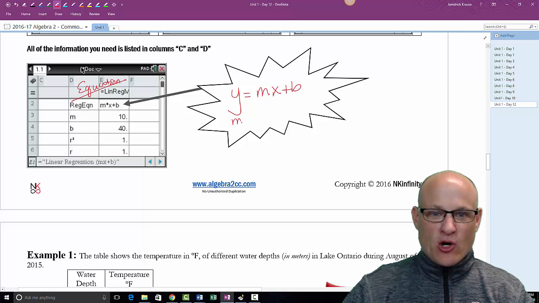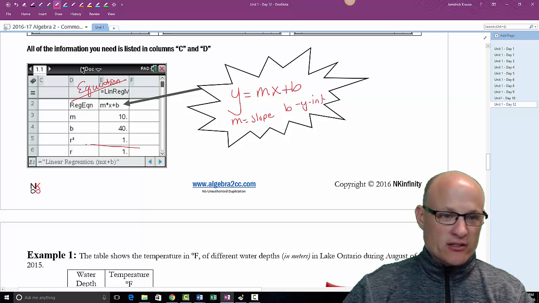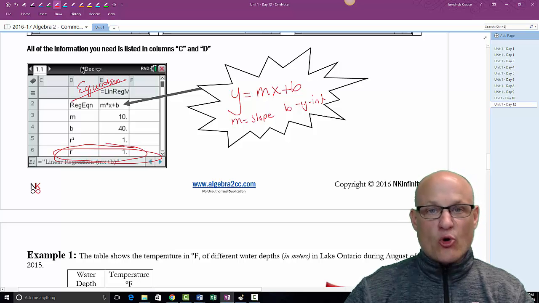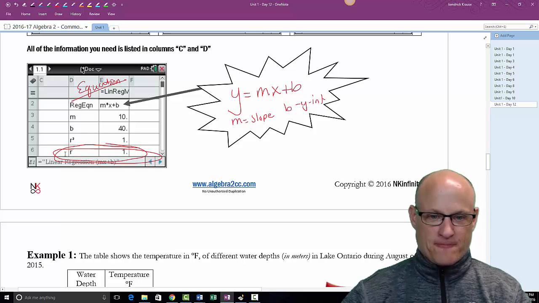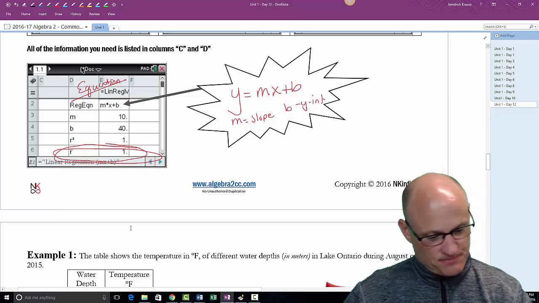It's really y equals mx plus b. So m is the slope, and b is the y-intercept. And you'll notice down here, r is the linear regression correlation, that's the correlation coefficient. And you'll notice this one is 1, which means it is a perfect correlation, a perfect match. You know exactly what's going on.